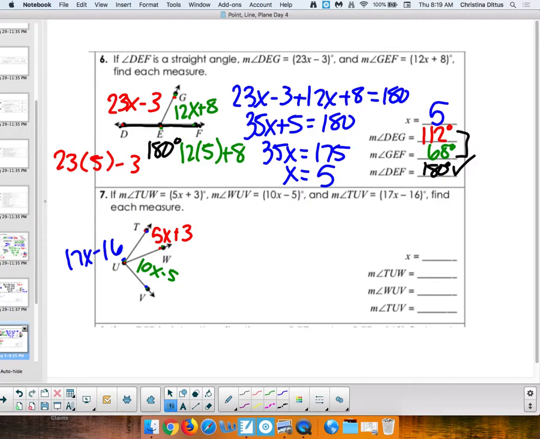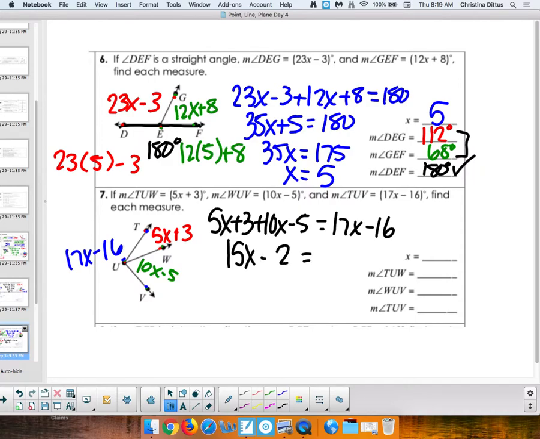Which two colors am I going to add together? TUW, red and green, I'm going to do what? Equal to blue. Good. 5x plus 3 plus 10x minus 5 equals 17x minus 16. Algebra, how much x do I have on the left? 15. 15 plus what? -2. Good, minus 2 or plus -2, whatever.